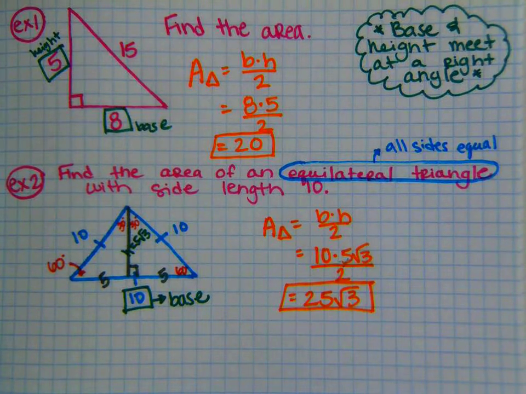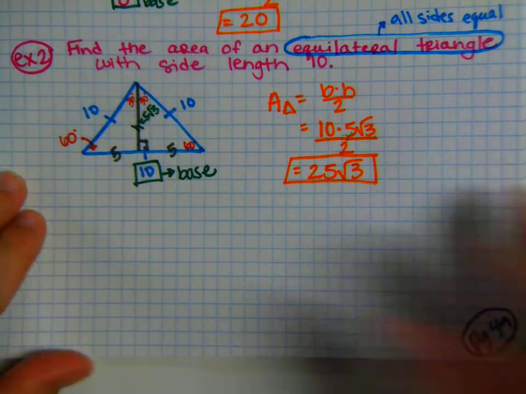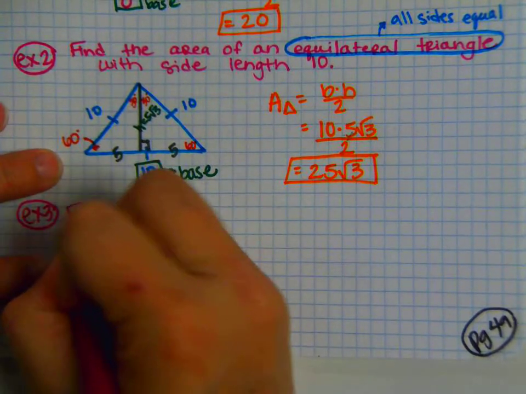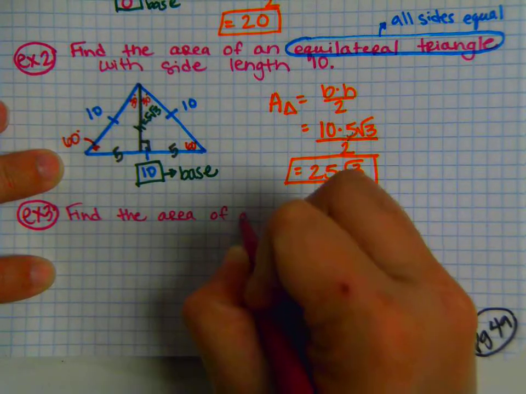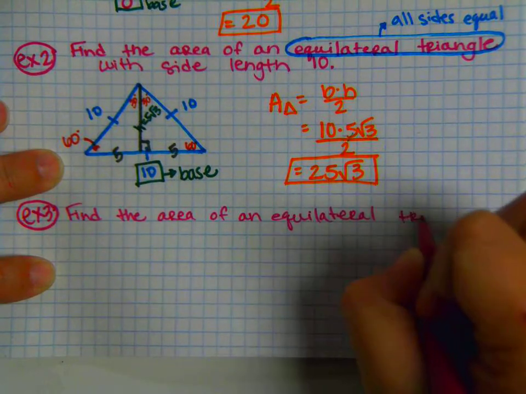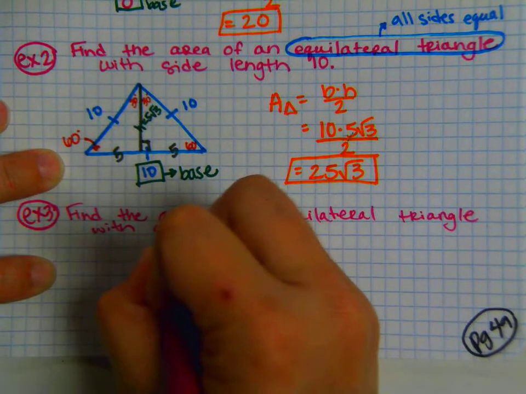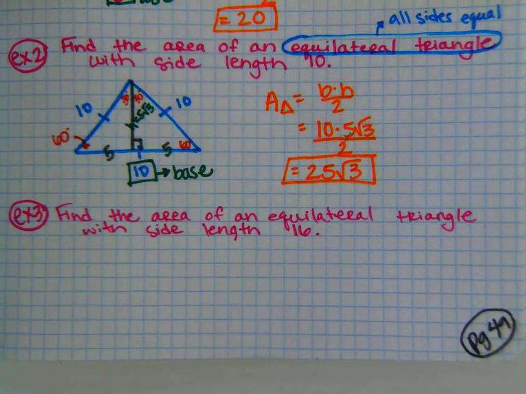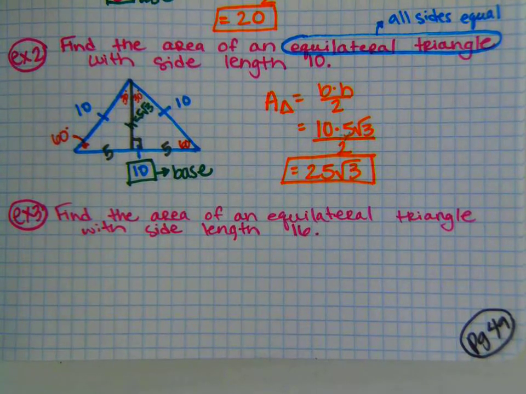Okay? I want you to try one just like that. Okay, so I'm going to write it down. I want you to try it, and then I'll go over it after. So, example 3. Okay, so you're going to find the area of an equilateral triangle with side length 16.